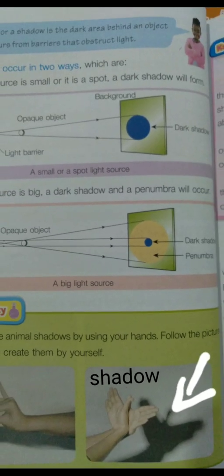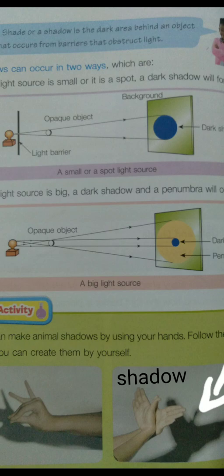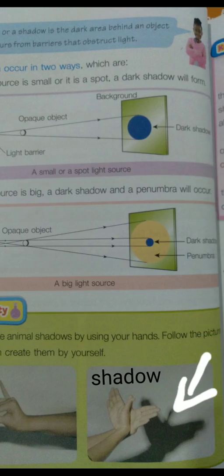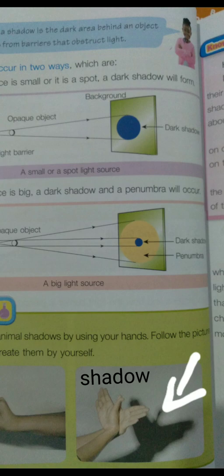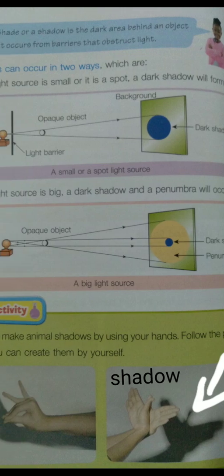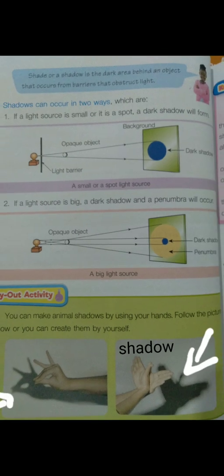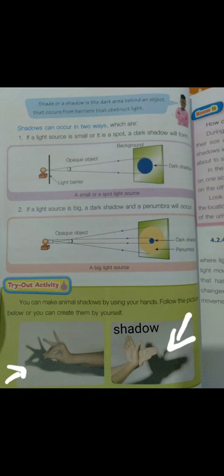So with a small object, just a small spot. With a big, opaque object, a penumbra will occur. Understand? Here is an example. You can make animal shadows by using your hands. Follow the picture below, or you can create them by yourself.